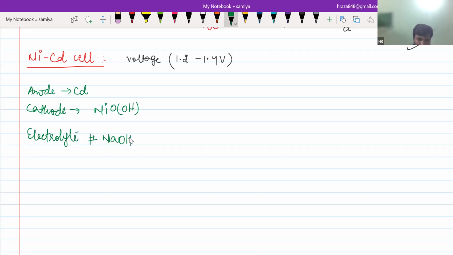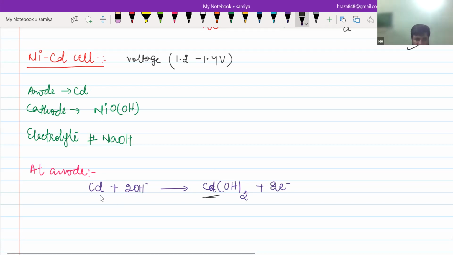Now we will see what is the reaction at cathode and at anode. We already know that at anode there will be oxidation. So how does oxidation take place? Cadmium reacts with this basic electrolyte, 2OH-, and it loses 2 electrons and forms Cd(OH)2 plus 2 electrons. Can you tell me the oxidation state of cadmium here and here?